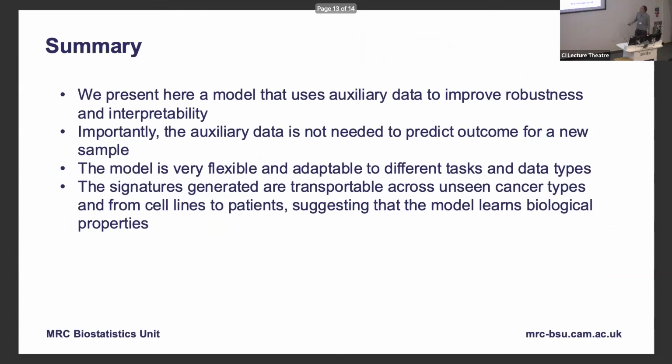Okay, I'm just going to stop there. And in summary, I'm going to say that we present here a class of models, we could call it that way, that use auxiliary data to improve robustness and interpretability. Which is important, the auxiliary data, the data that we are integrating, we don't need it for prediction. It's only there for training and for learning the important biological properties that we need in order to make predictions.